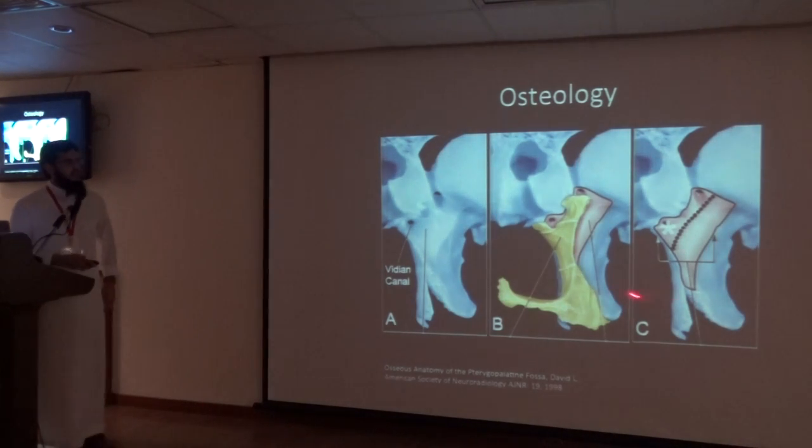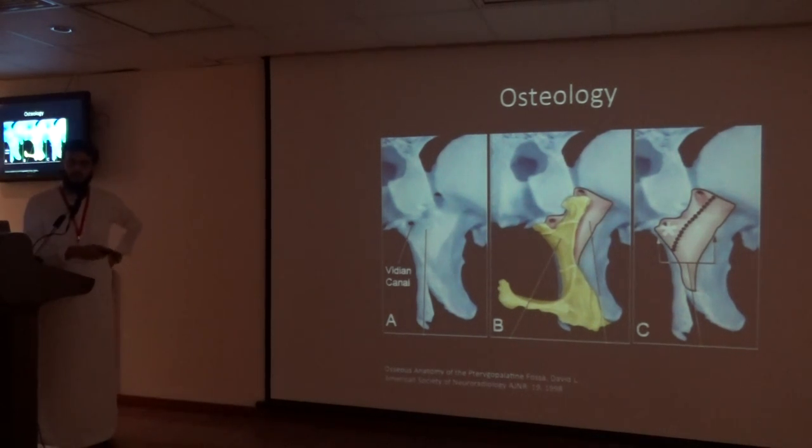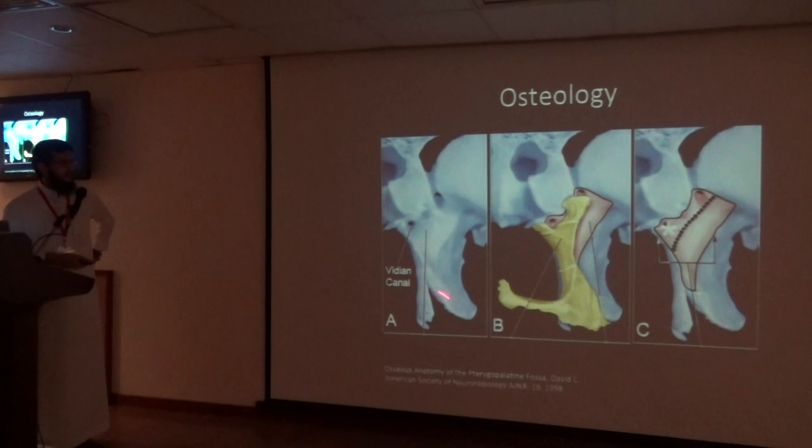So, in order to understand the anatomy of the pterygopalatine fossa, osteology is very important. So we will go through a few slides about the osteology of the pterygopalatine fossa. This is a frontal view of the pterygopalatine fossa. As we can see, we are on the left side. This is the superior orbital fissure. This is the sphenoid sinus, both pterygoids, lateral and medial, and the greater wing of sphenoid.